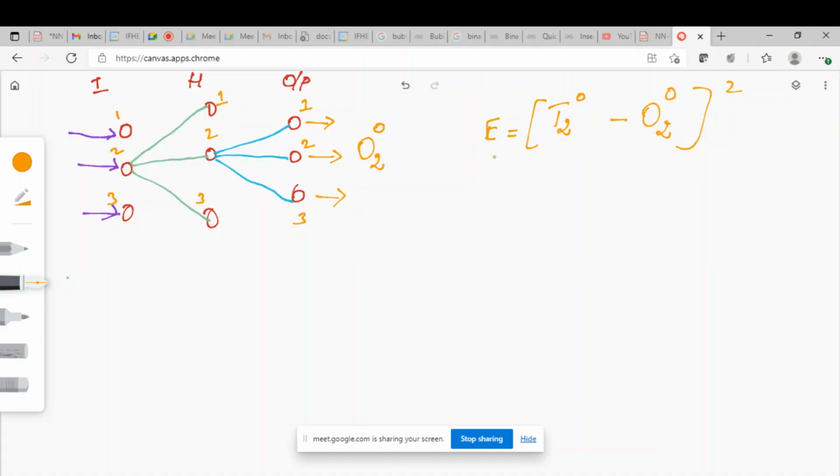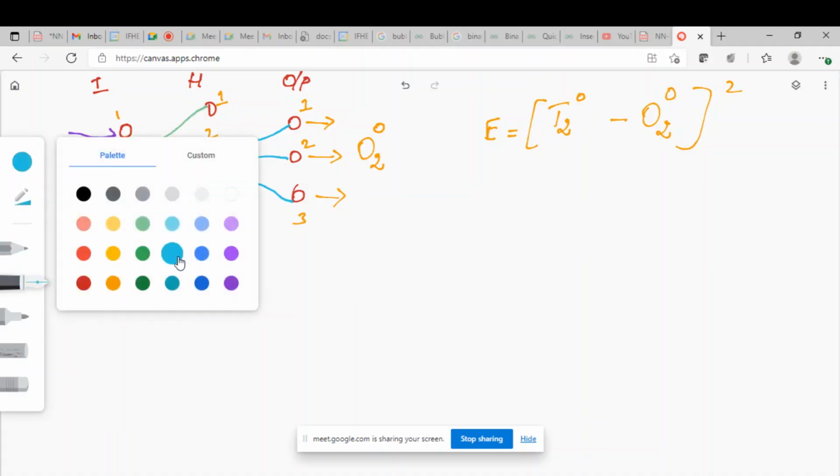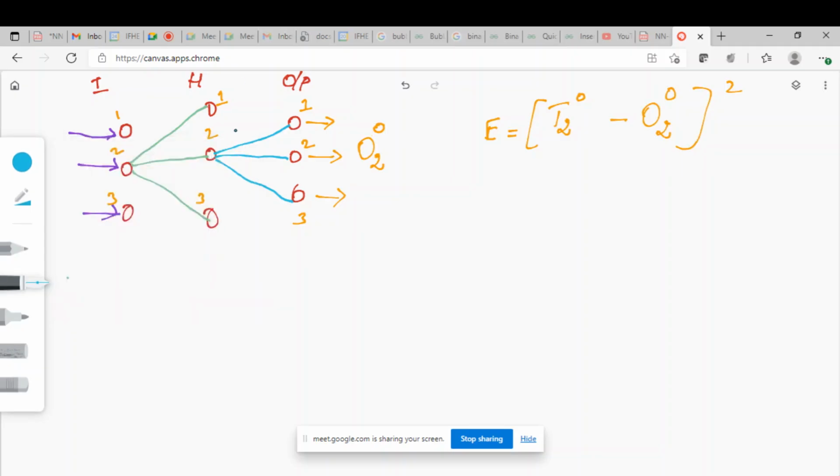Now what we want to do: some error is there, and this error we want to reduce. So how to reduce the error? For reducing the error, we have to adjust the previous weights. So what are the previous weights here? If you see here, these are the previous weights.